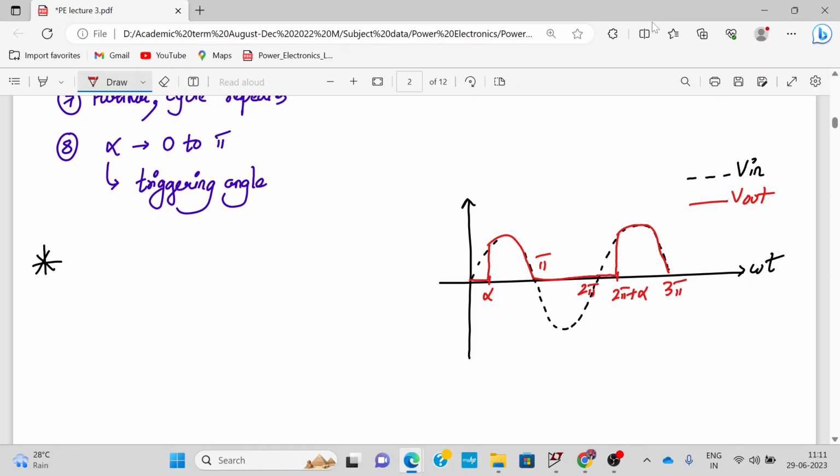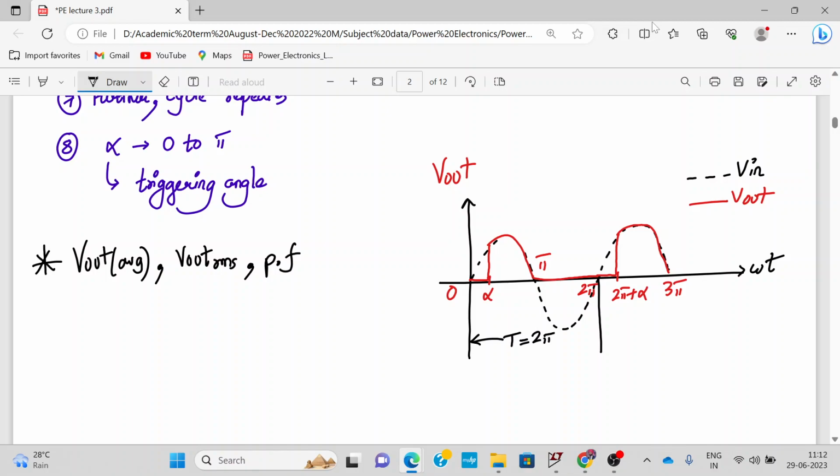Now let me know what is the period of the waveform. First of all, we have to find the value of V out average, then V out RMS, and the power factor. So these three quantities we have to find out. First of all, you have to define the period. Period is something which repeats itself, right? And the waveform will repeat itself after 2 pi. So from 0 to 2 pi is the period of the signal. So T equal to 2 pi is my period.